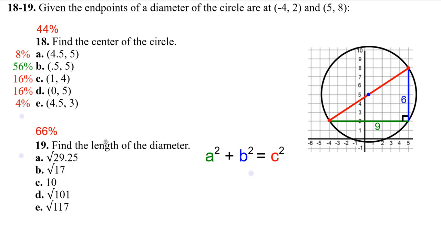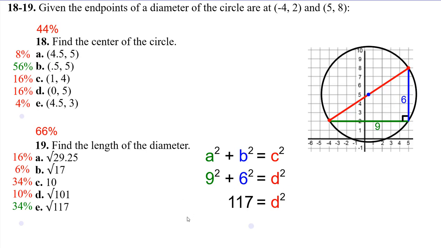Next part, find the length of the diameter. So we don't want the radius. If we're doing the radius, we do half of it. To do the diameter, we just do the whole thing. So looks like from here to here, we're going over 9 and up 6. So plug that into the Pythagorean theorem, which will give us 117 is the diameter squared. We don't want the diameter squared. We just want the diameter, which is going to be the square root of 117. So that would be E when we take the square root of both sides.